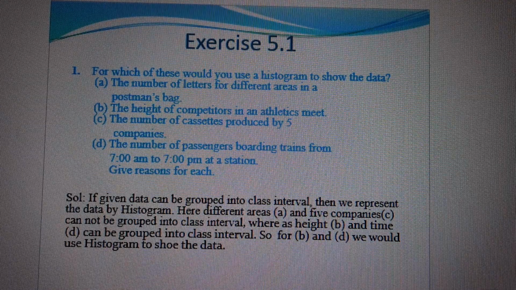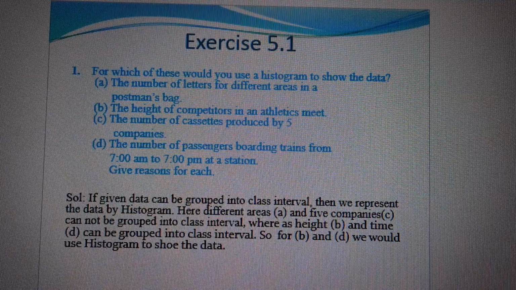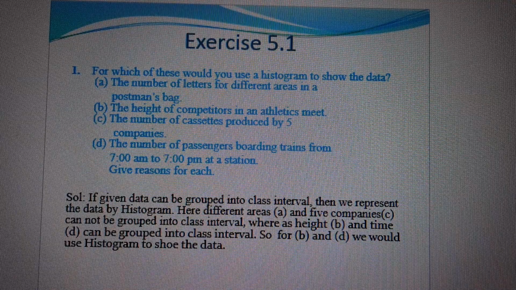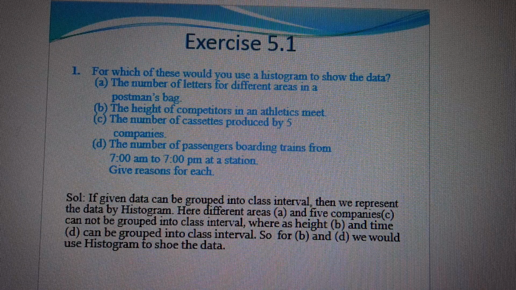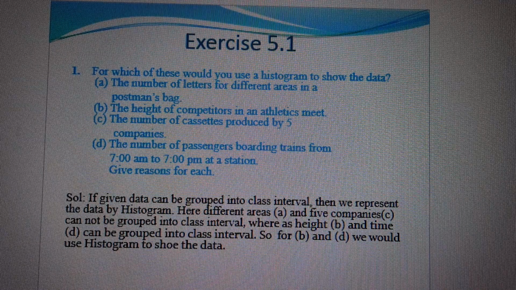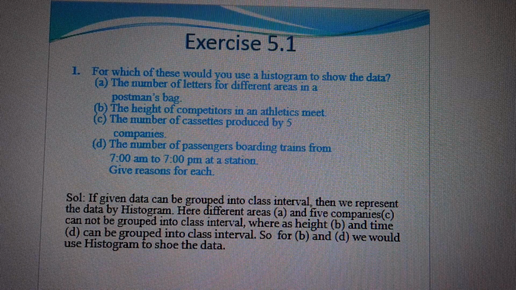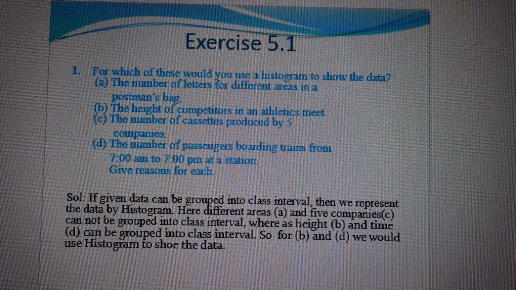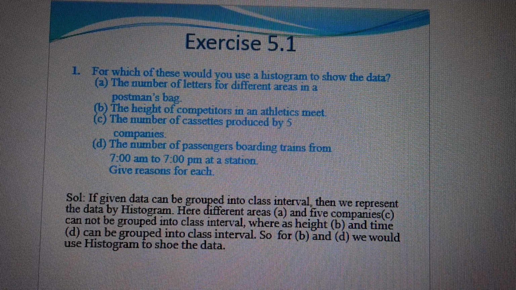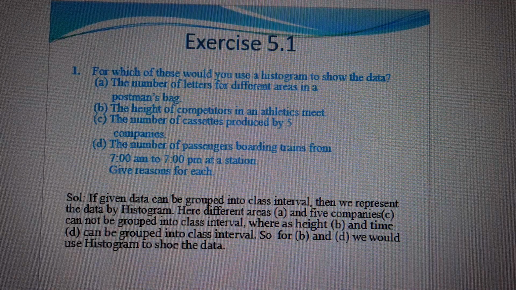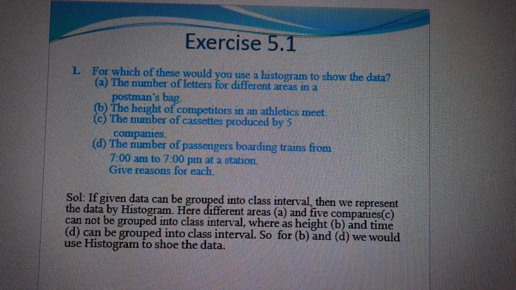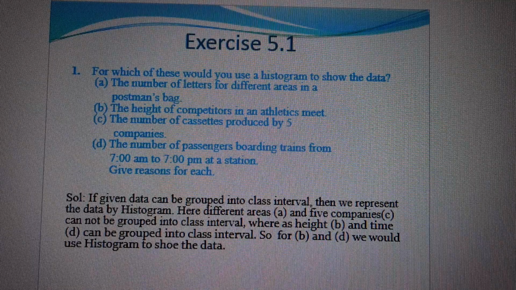So you will write the answer in this way: if the data given can be grouped into class intervals, then we represent the data by histogram. Here different areas and 5 companies cannot be grouped into class intervals, whereas height and time will be grouped into class intervals. So B and D parts we would use a histogram to show the data.